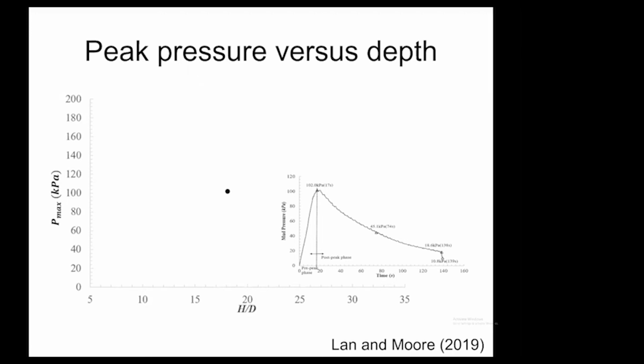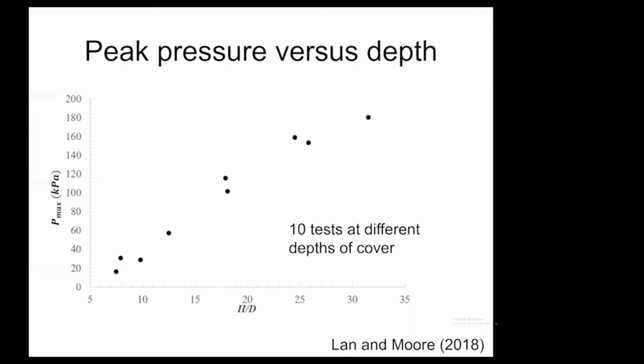Now, the burial depth is the distance h of the borehole from the ground surface, divided by the diameter of that borehole. So it's been normalized. And so this particular test was at a depth of about 18 diameters. And then if you're willing to do many of these tests, of course, you can get a whole set of measurements and you can find out the relationship between maximum pressure, which is that pressure that the soil can resist before we have flow to the surface, versus burial depth.